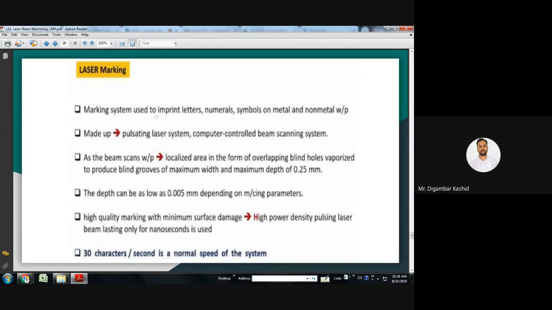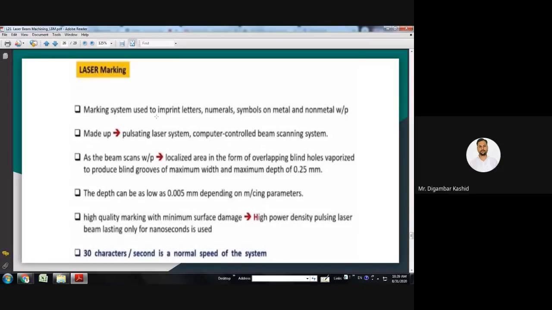As the beam scans the workpiece, the localized area forms overlapping blind holes. The blind holes are vaporized to produce blind grooves with a maximum depth of 0.25 mm. The depth can be as low as 0.005 mm, or 5 micron, depending on your machining parameters. High quality marking with minimum surface damage can be done by a high power density pulse laser beam, requiring only a few nanoseconds of pulsing. About 30 characters per second can be machined, which is the normal speed of a laser beam marking system.